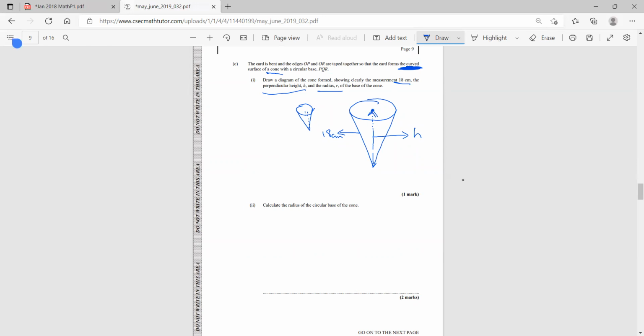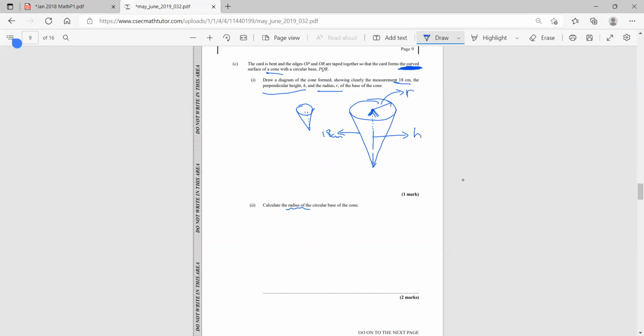From here, going anywhere out to the circumference. Any questions here? So the perpendicular height must be straight. 18 will be the slanted height, and the radius, we know our radius is from the center to the circumference. Now they ask you to calculate the radius of the circular base of the cone.